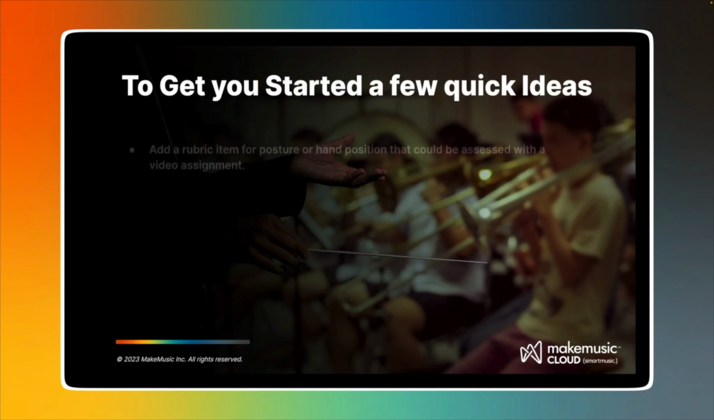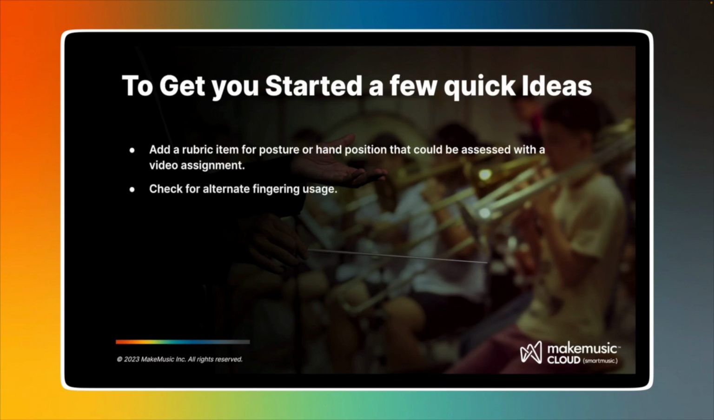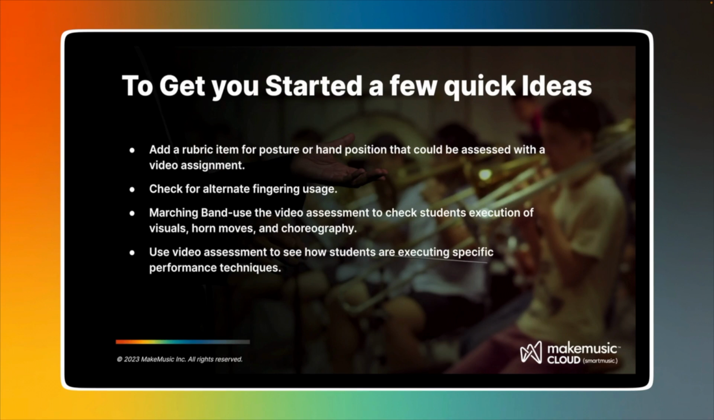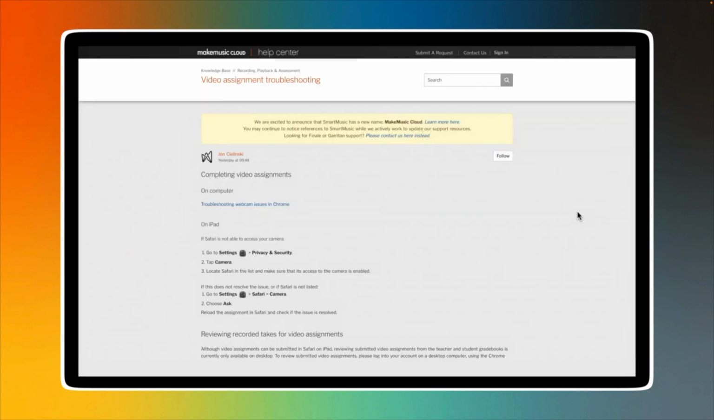Add a rubric item for posture or hand position that can be assessed with a video assignment. Check for appropriate alternate fingering usage. For marching band, this tool is a great way to individually assess student execution of visuals, horn moves, and choreography. Use video assessment to see how students are executing specific performance techniques.